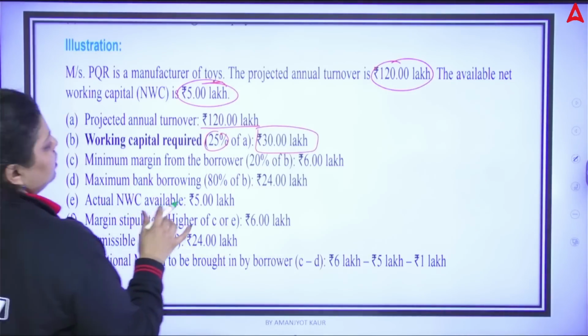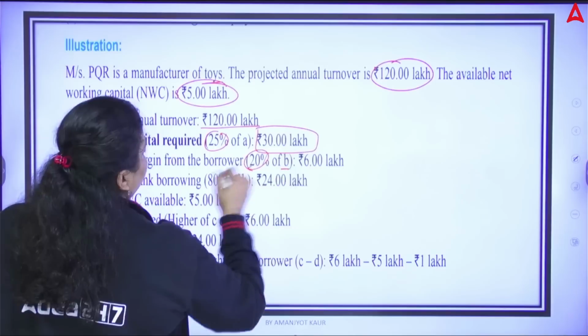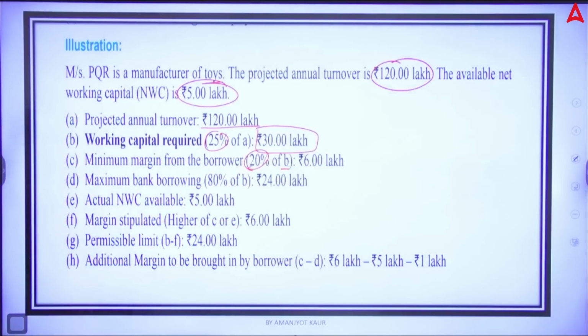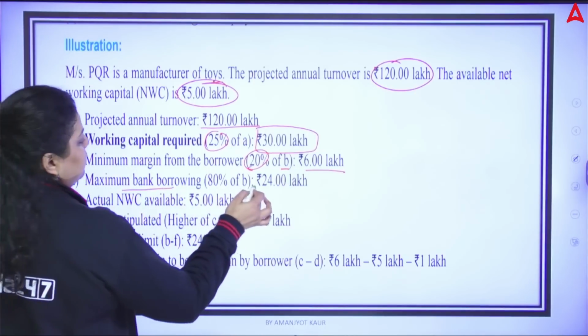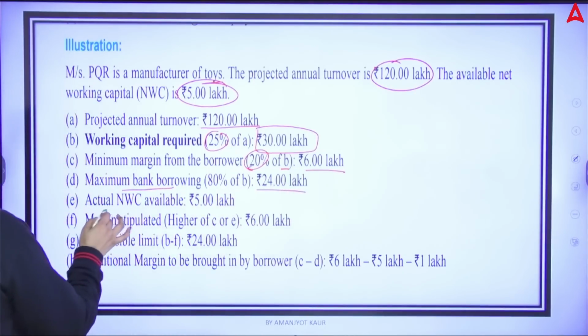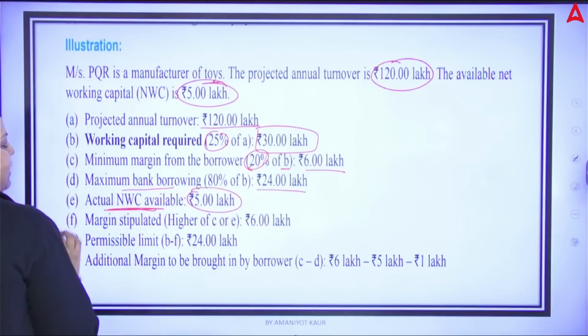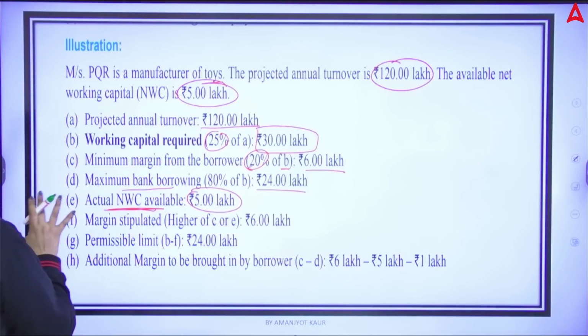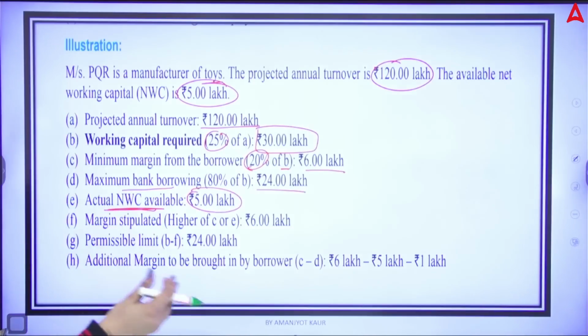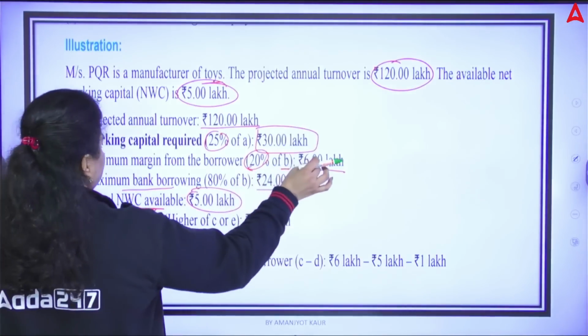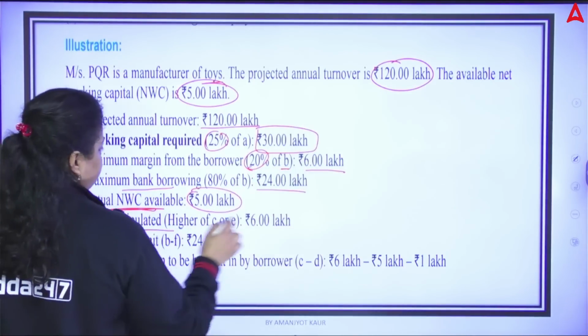Minimum margin for the borrower will be 20% of your working capital, that is 6 lakh. And the maximum bank borrowing will be 80% of that, that is 24 lakh. The actual net working capital available to you is 5 lakh, which is already with you because it has been given. So the margin required is whichever is higher of the minimum margin from the borrower or the maximum bank borrowing. The higher is 6. So the answer: margin stipulation is 6 lakh.